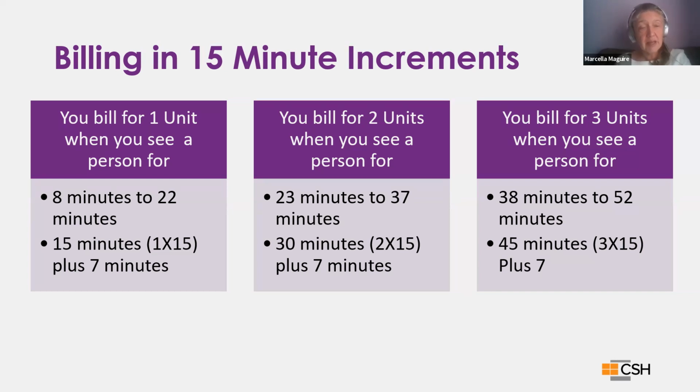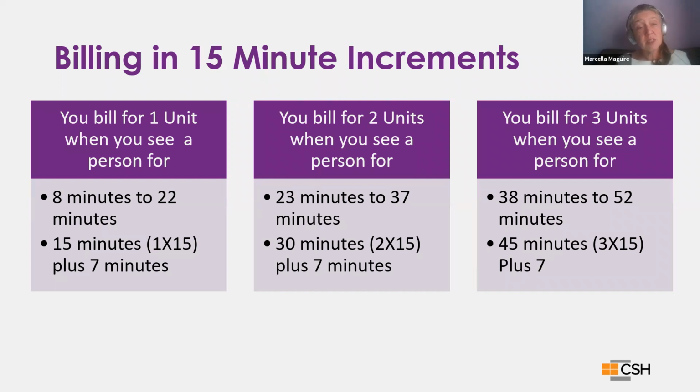That's the $27 rate. When you've seen people from 23 minutes to 37 minutes, you are now billing for 2 units of service. And then when you see people from 38 minutes to 52 minutes, you are billing for 3 units of service there. Each of those units of service is under that $27 rate. And you may want to grab this slide for training for your staff. It's very important. They have to document the time they spent with people, the direct service, the face-to-face time, etc. And it needs to bill in these 15-minute increments.